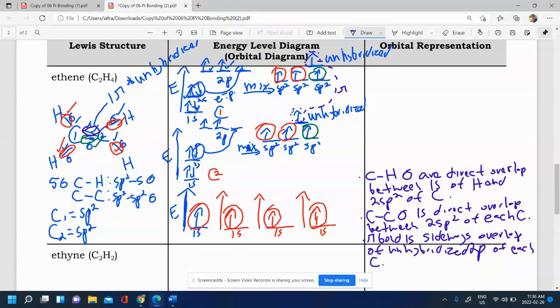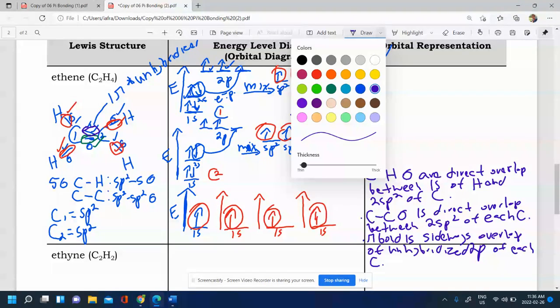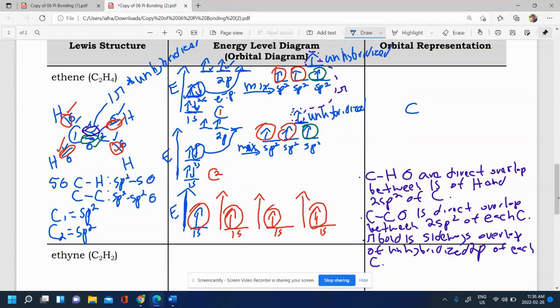And then we can do our drawing at the end here. So for the drawing, what I typically like to do is I'll start off with just one aspect at a time. We'll start off with our sigma. So I'll just draw my carbons here. And I'll basically say, okay, well, the sigma between this carbon and this carbon is an overlap between their sp2s here. So we'll do our up and down arrows here. And that would be the sigma bond over here.